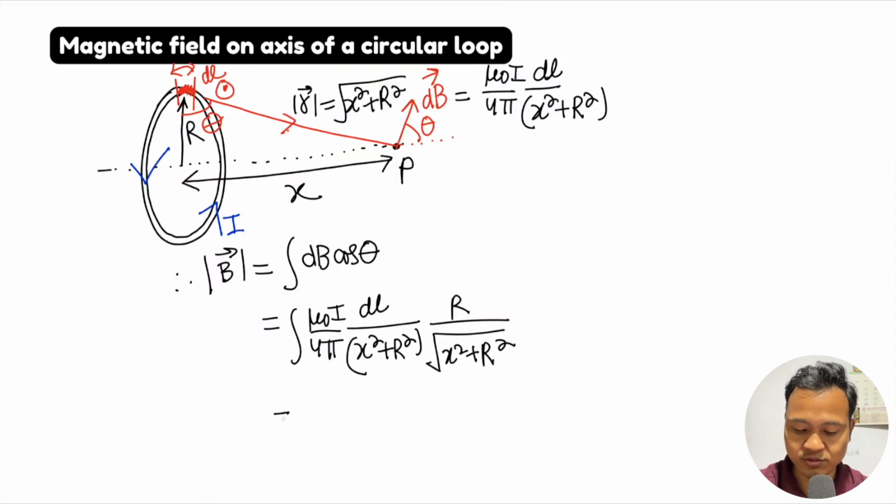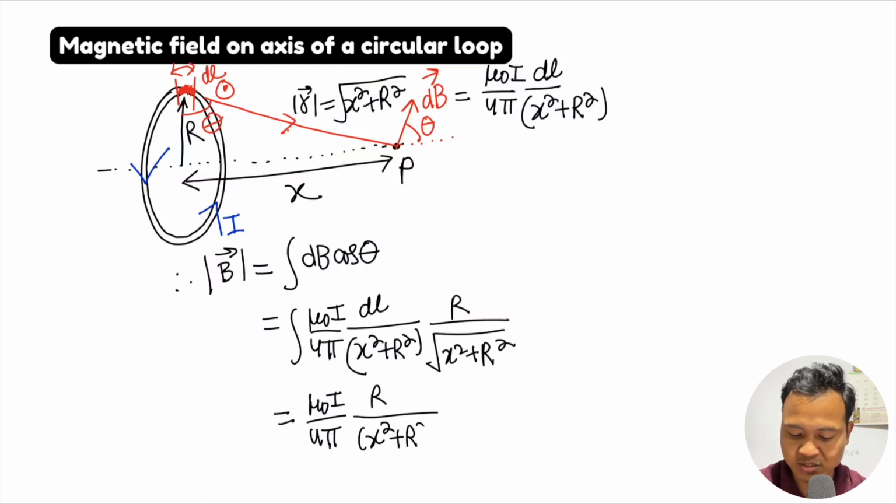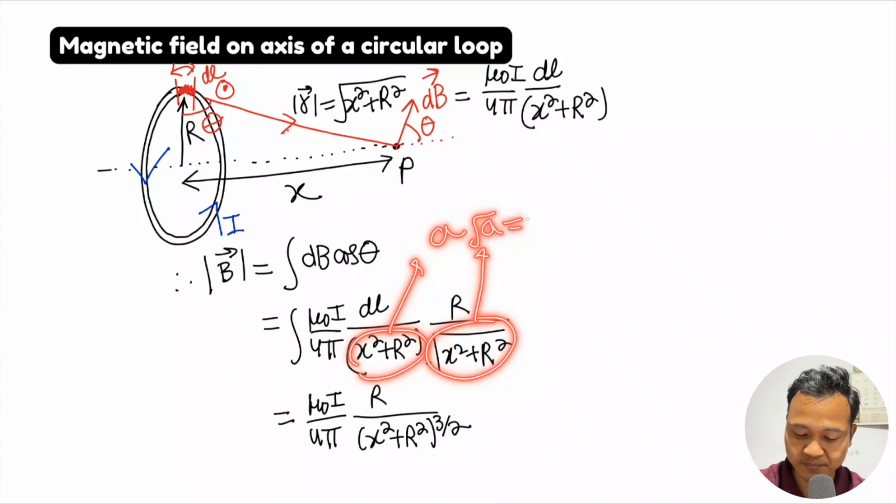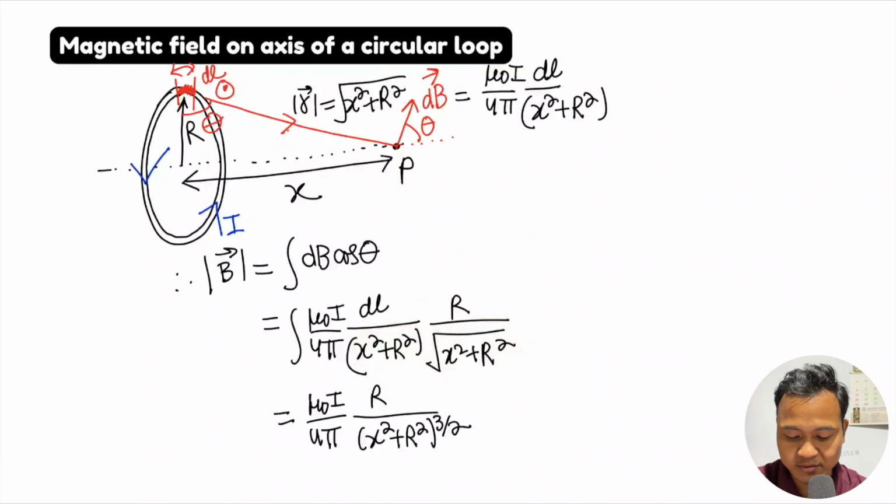Now you solve this one. In the integral, the constants come out: mu naught, current, 4 pi, and r are constants, divided by x square plus r square power 3 by 2. Suppose this is a, then this whole thing is root a, so a into root a gives a power 3 by 2. Here only dl is the variable. So only this is changing.